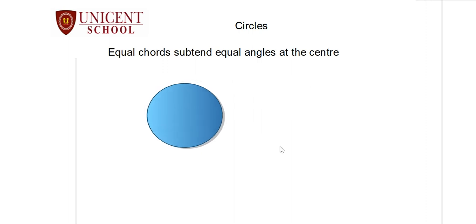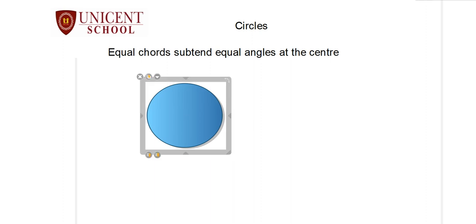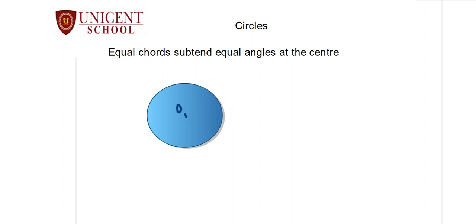Now we will take a center for this. Let us name the center as O and the equal chords as AB and CD. And if these chords subtend angles at the center, let us name them angle 1 and angle 2. So we have to prove that angle 1 and angle 2 are equal.